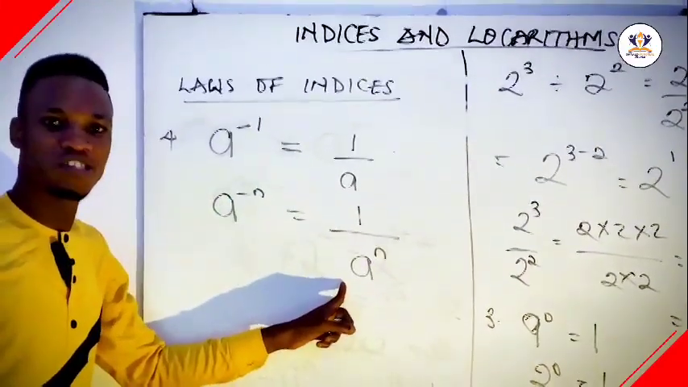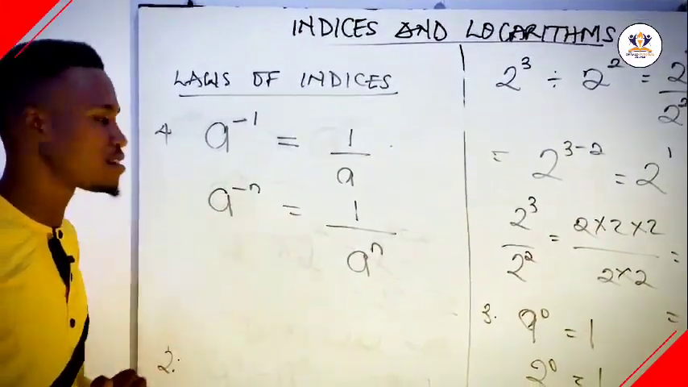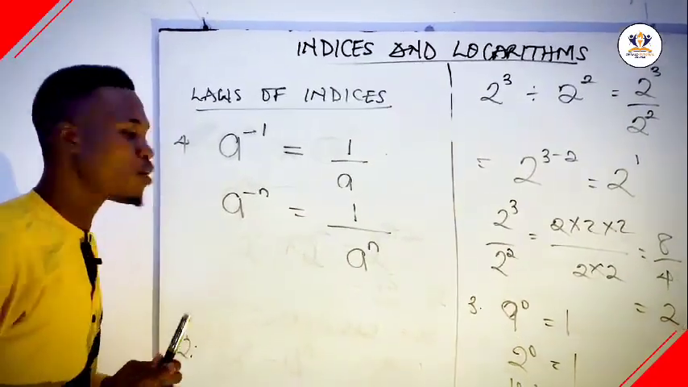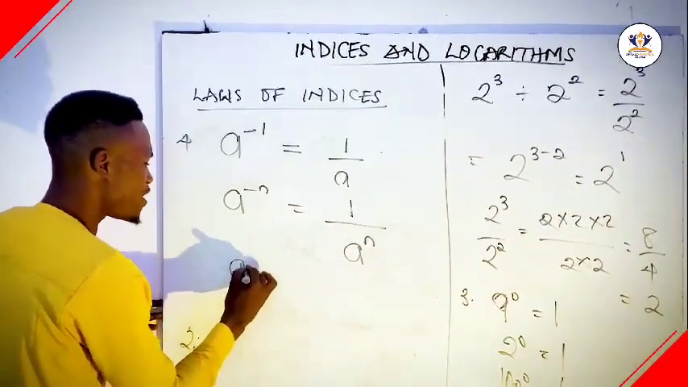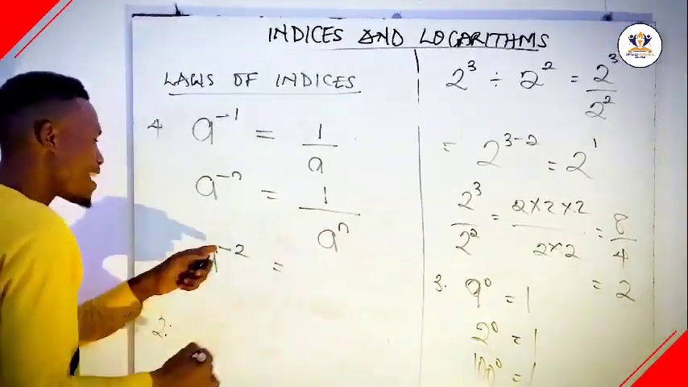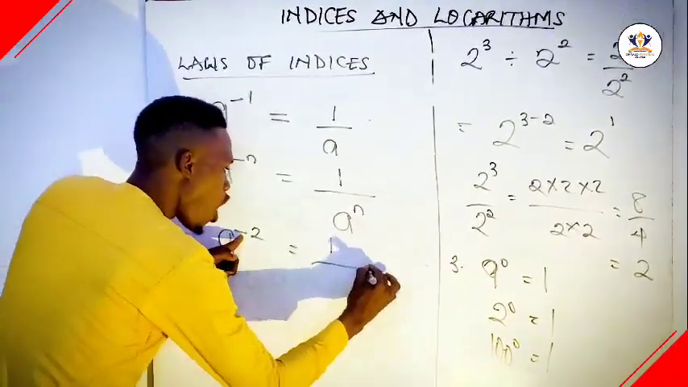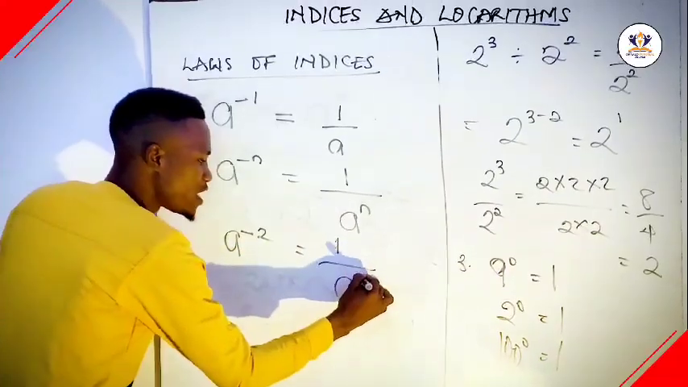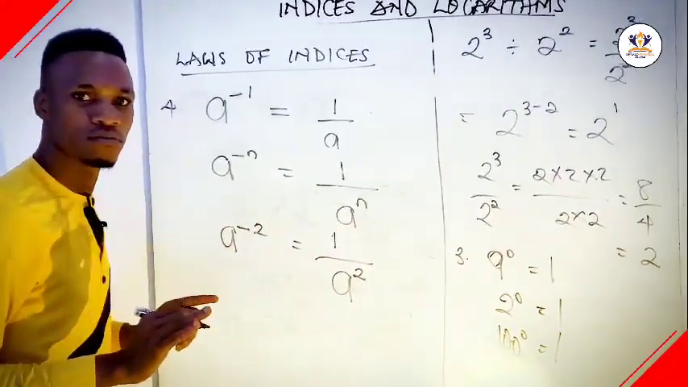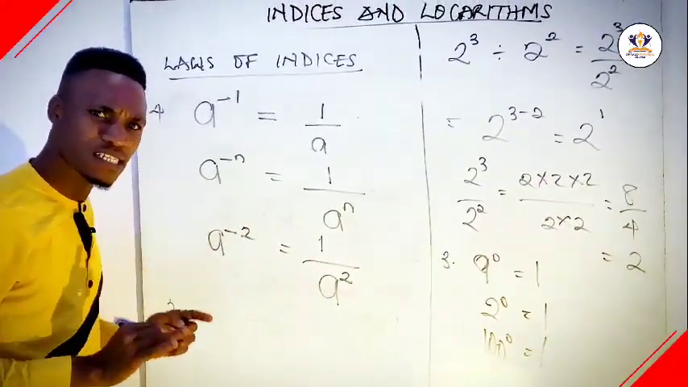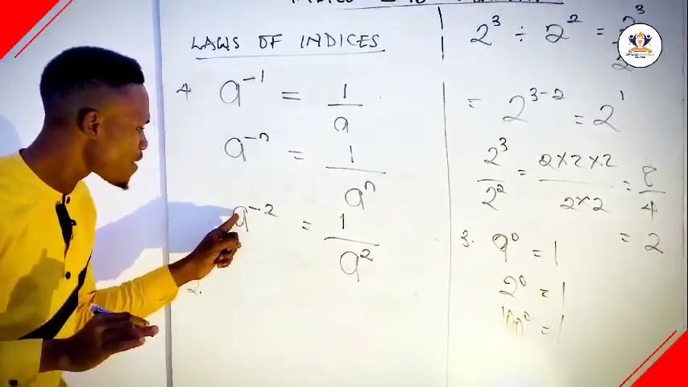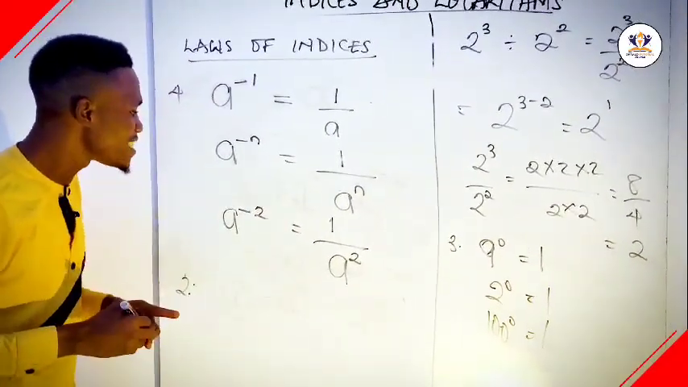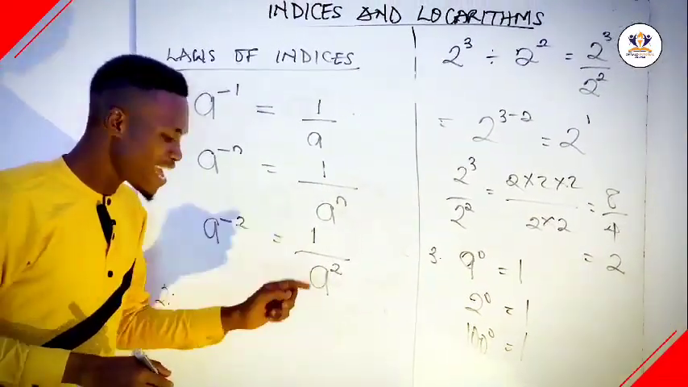1 all over a raised to power n. That is it. So now, tomorrow they can give you a question like a raised to power minus 2. I told you minus is 1 all over. Write this a. What is the power we have here? Square. That's 2. Are we communicating? That is it. So simple. We have a raised to power minus 2, that is equal to 1 all over a raised to power 2.